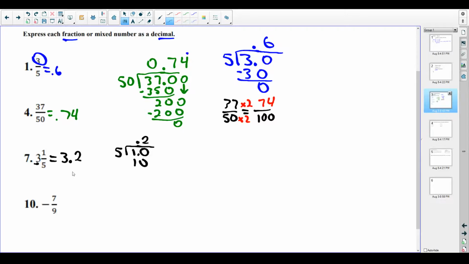Alright, last one. 7/9. It's a little different because this one will not work out quite as nicely. So it starts out the same way. 7 in, 9 out.